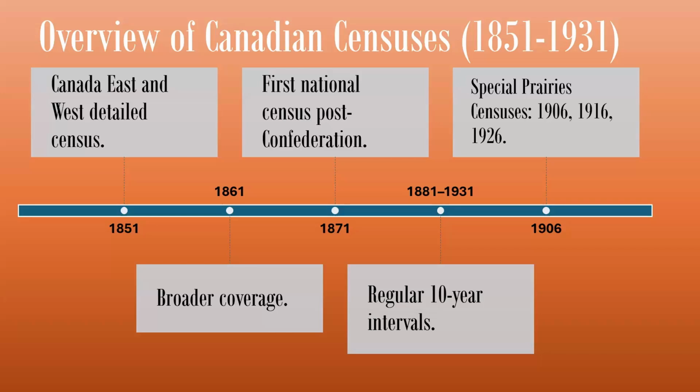1871 marks that very first national census post-Confederation, Confederation being the beginning, our declaration of, well, not independence, but 1867, we said, okay, we want to have a country. And then between 1871, we have regular 10-year intervals. There are some special prairie censuses, 1906, 16, and 26. We're not going to be dealing with them today, but they are available. So let's begin our journey.